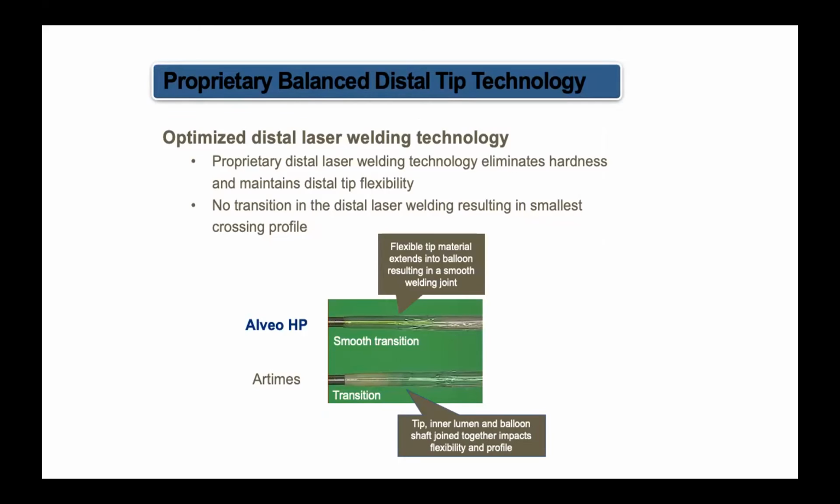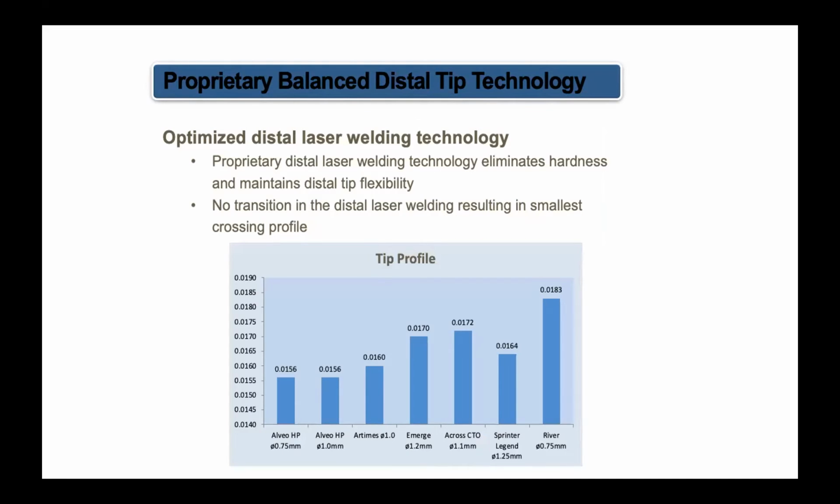Alveo also has an optimized distal laser welding technology. It's proprietary for the company. The distal laser welding technology eliminates hardness and maintains distal tip flexibility. So we can see here that there's no transition in the distal laser welding, resulting in the smallest crossing profile among all the balloons.